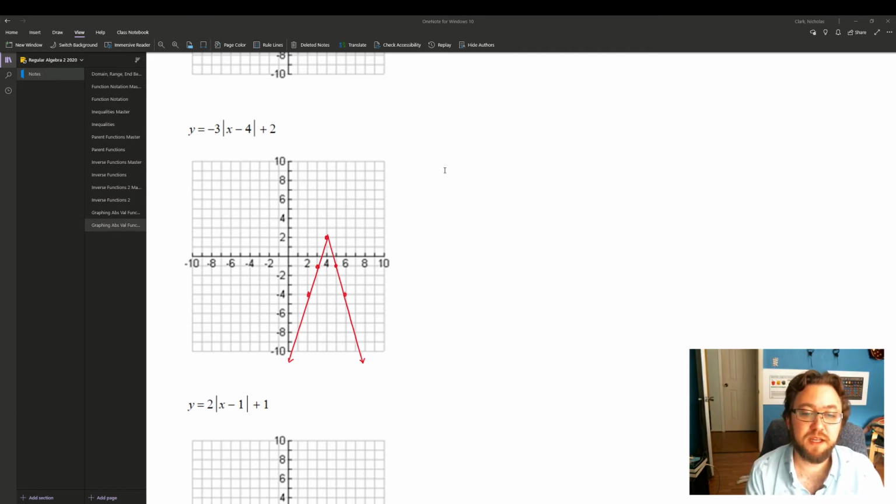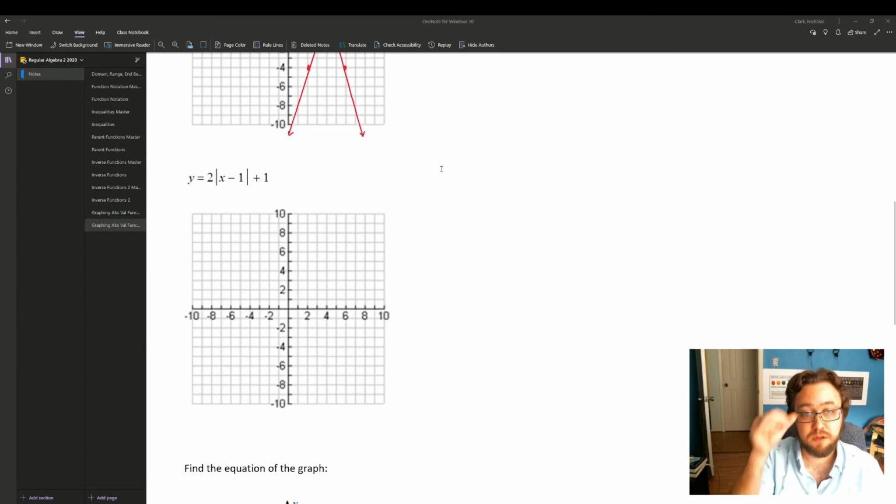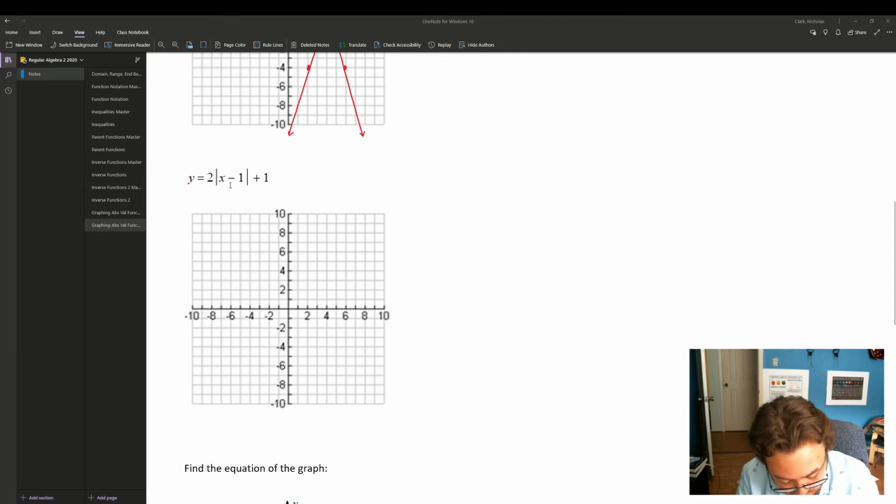Let's do one more kind of like that. Here I see that my graph is shifted up 1, insiders lie, so it's shifted to the right 1. So up 1, right 1. My vertex is here, 1, 1. My slope this time is going to be 2, so that's up 2 over 1, and it's positive, so I'm going the right direction.